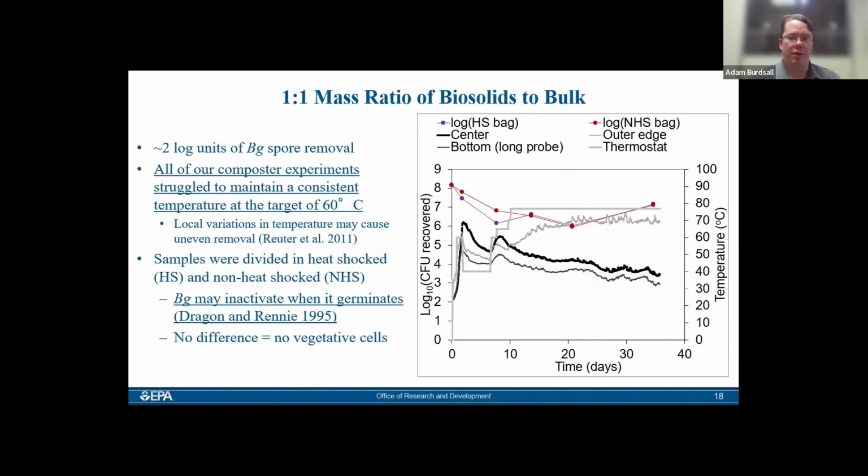We divided our samples into samples that were heat shocked and those that were not heat shocked, hence a purple and a red series here. Heat shocking involves subjecting the sample to 80 degrees Celsius temperatures for about 10 minutes to kill off any vegetative organisms. If the heat shocked samples had a lower yield than their non-heat shocked counterparts, it might be a sign that spores were finding sufficient nutrients to both germinate and survive in the compost. The lack of such a difference in most samples means that either no organisms were surviving, or at least that none of them were living in the compost. We suspected that if BG had germinated, they were probably quickly inactivated by the heat of the composter.